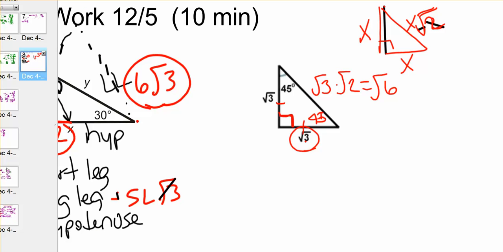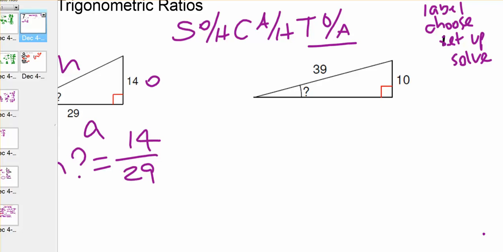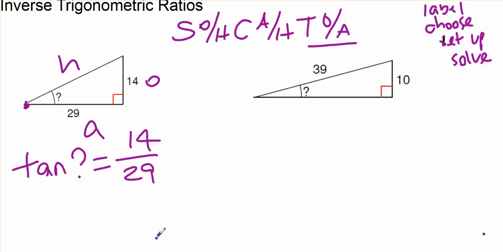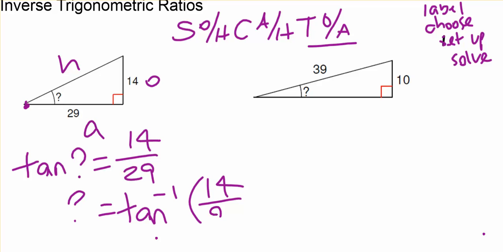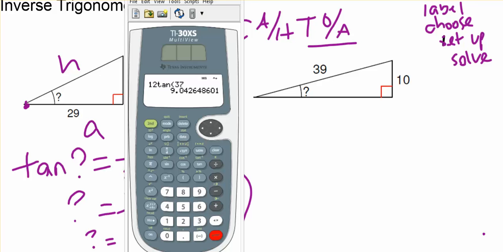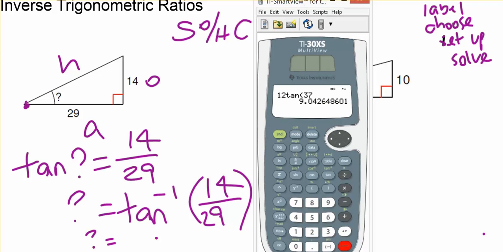So let's come back over here. Okay, there we go. Tangent equals 14 over 29. So that means our angle is going to equal the inverse tangent of 14 over 29. And the good news is that with your calculator, you can actually key it in just like that. So our angle, that question mark, equals, and let me scooch this over so we can see ourselves putting it in as we do it.